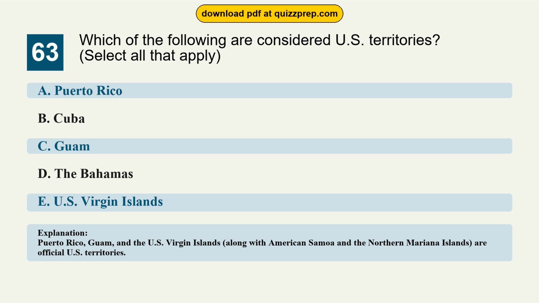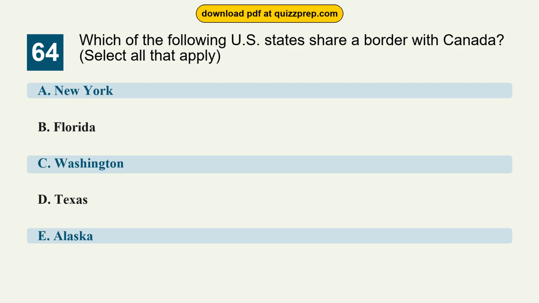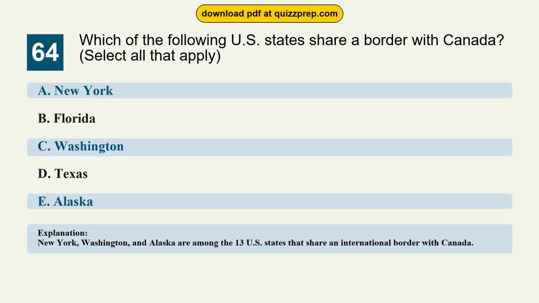Question 64. Which of the following U.S. states share a border with Canada? Option A, New York. Option B, Florida. Option C, Washington. Option D, Texas. Option E, Alaska. The correct answers are options A and C and E. New York, Washington, Alaska. New York, Washington, and Alaska are among the 13 U.S. states that share an international border with Canada.